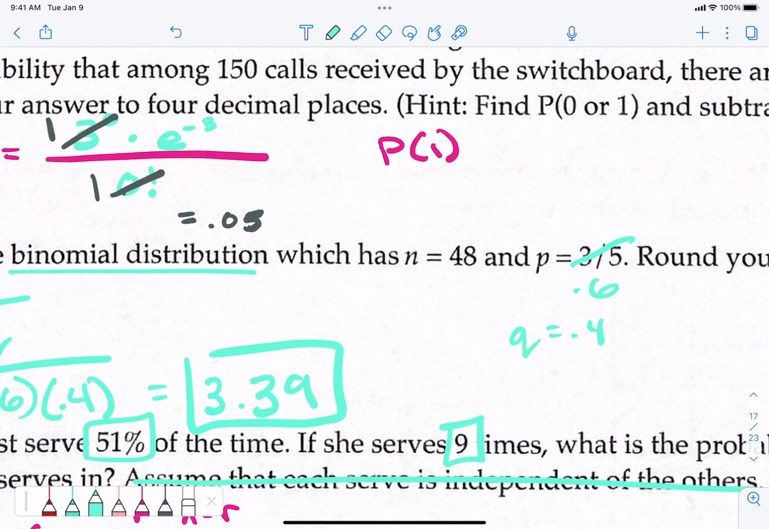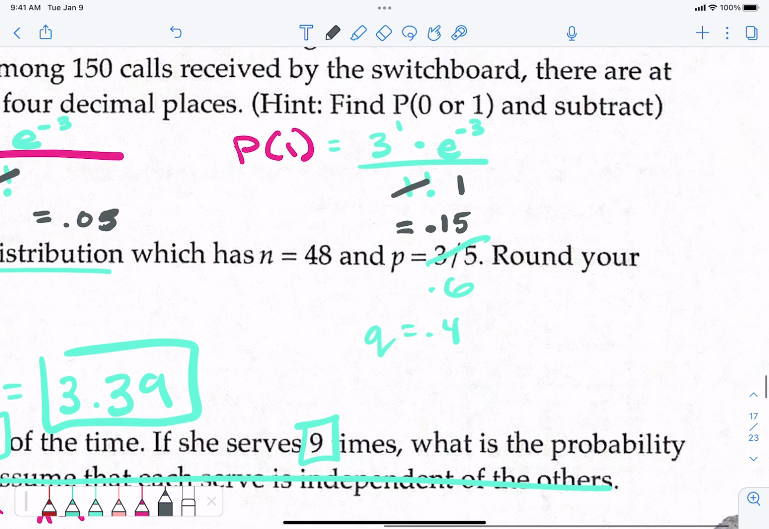Okay? Probability of 1, I do the same thing again. My mu is still 3, to the first power, times e to the negative 3, all over 1 factorial. So 3 times e to the negative 3. What's 1 factorial? 1. So you don't have to divide by 1. That equals 0.145, or about 0.15. So what's the chance of me getting 0 or 1 wrong calls?